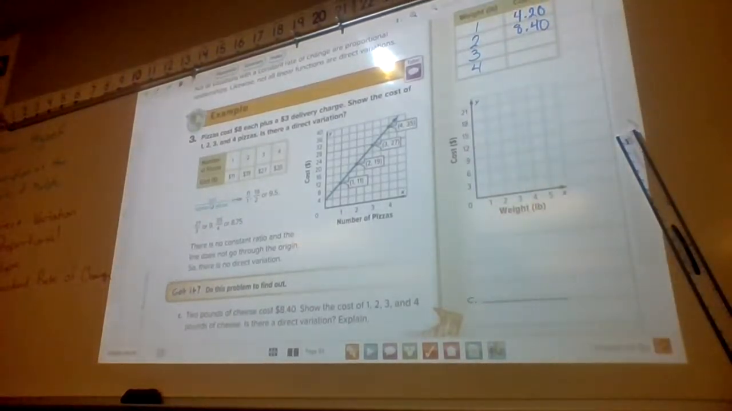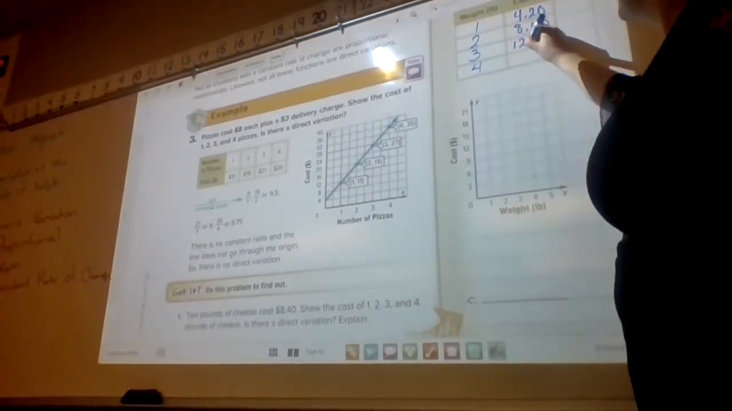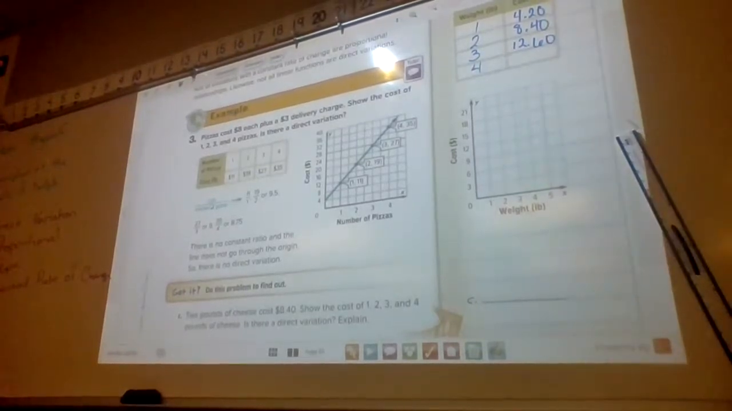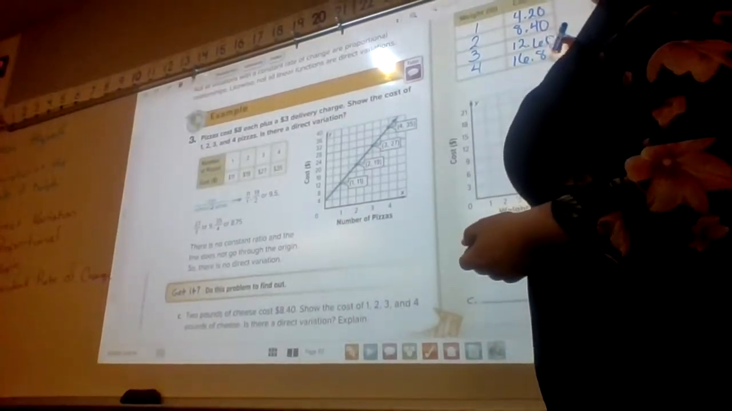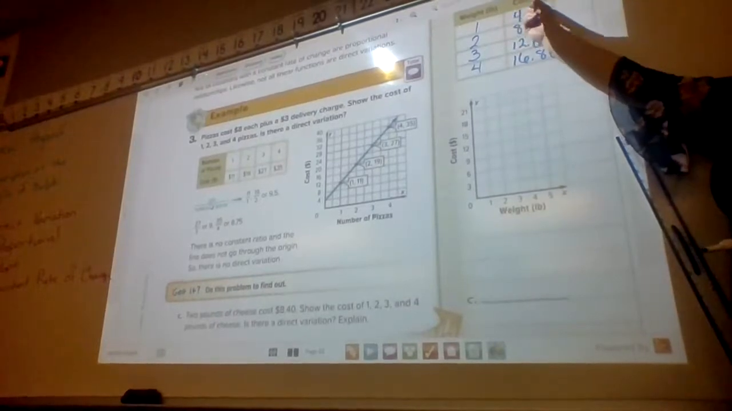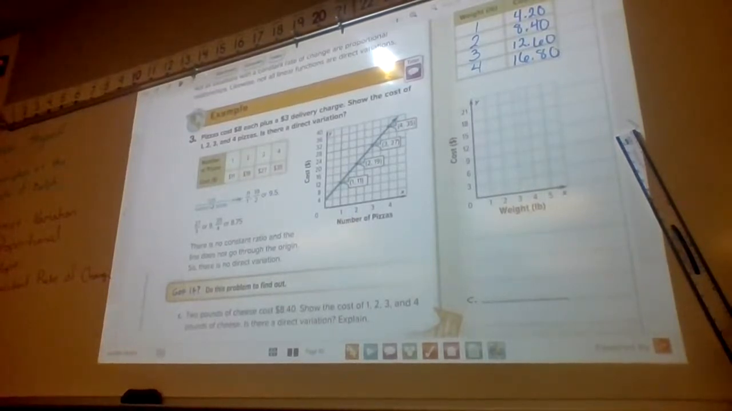So how much would 3 pounds cost? How'd you get $12.80? Multiplied what? Yeah. 1 pound is $4.20. Take $4.20 times 3, and what do you get? $12.60. So how much would 4 pounds cost? What would you do? If you know how much 1 pound costs, take that amount and multiply it each time to get your new one. All right? Any questions on that?